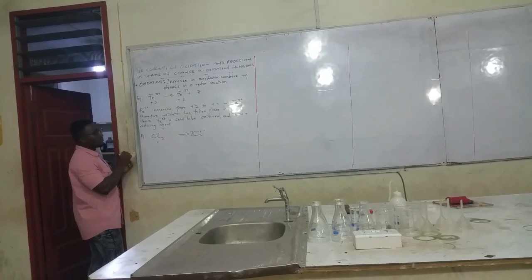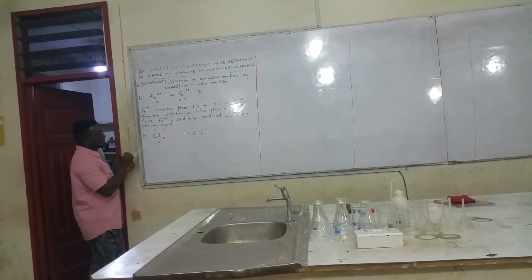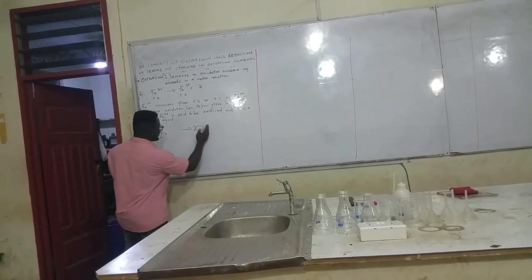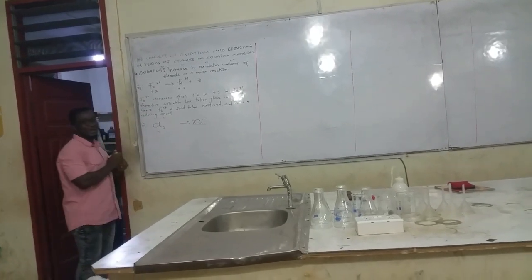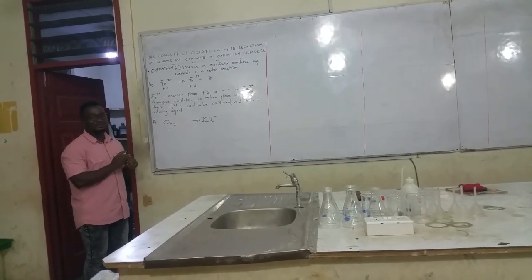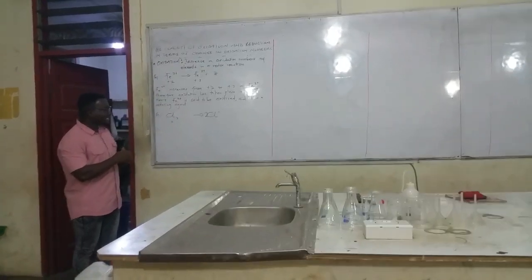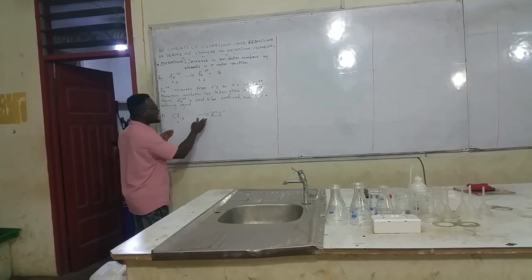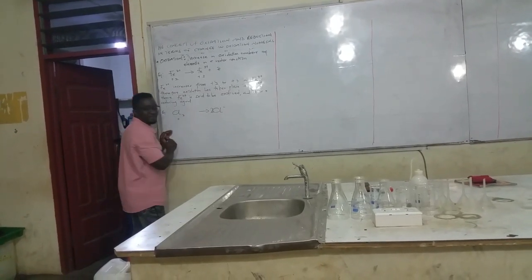So chlorine is 0. And then here we have Cl minus, which is what? Negative 1. So we have seen that there is what? A decrease. So chlorine is 0, and then it is negative 1 over here.